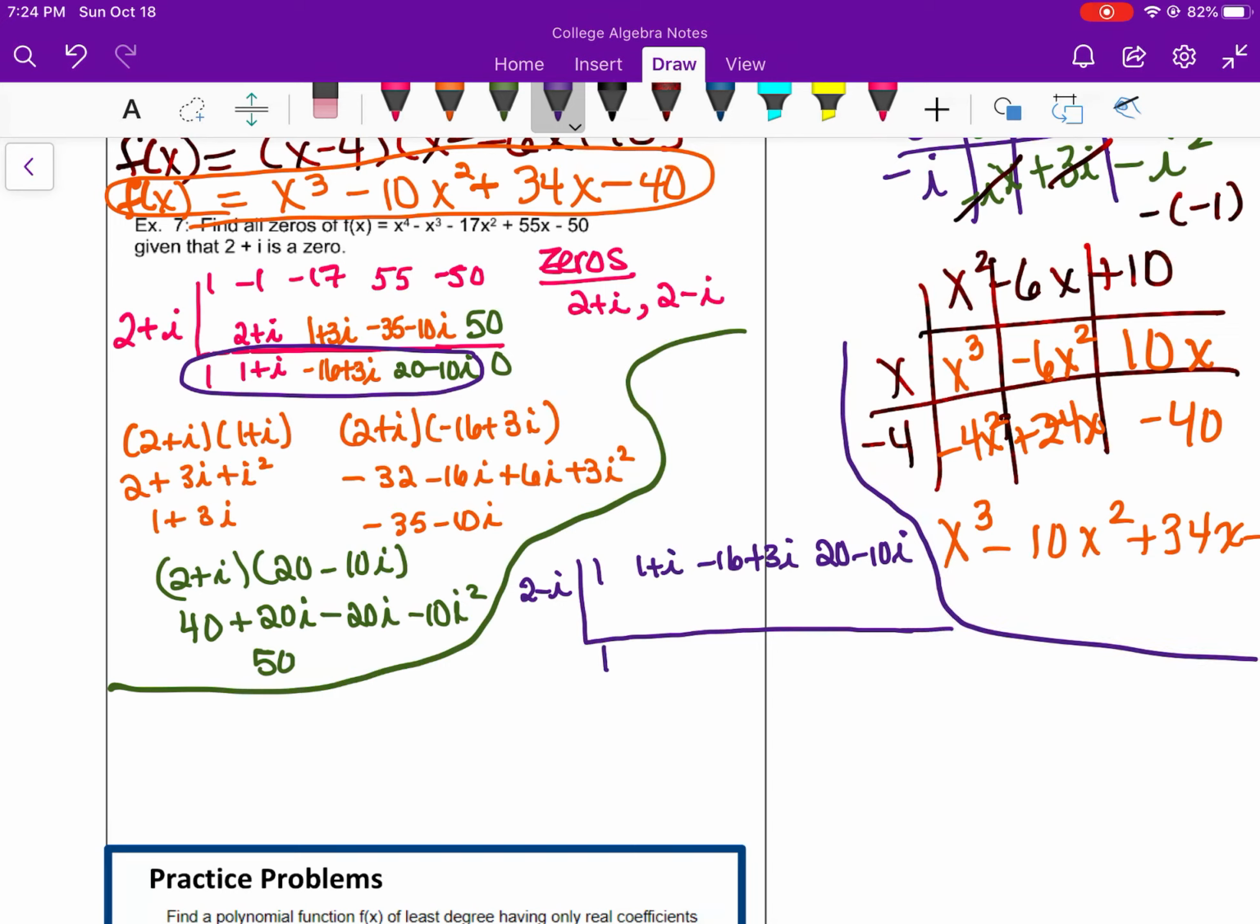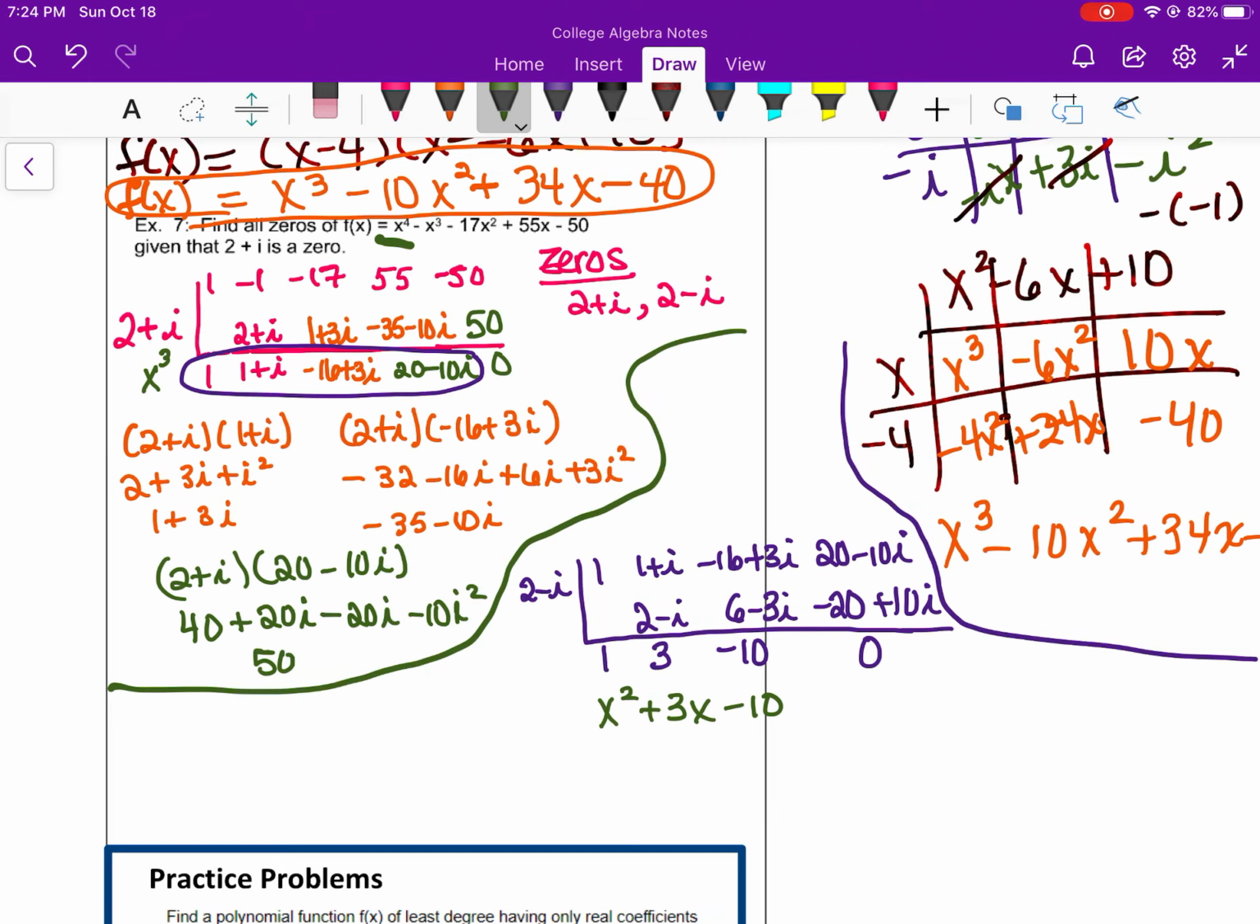So we bring down the 1. 2 minus i, that gives us 3. And then that will be 6 minus 3i, which gives us negative 10. And that will give us negative 20 plus 10i, which is 0. And so this line here, it was an x to the fourth polynomial, so this would have brought it down to x to the third. So this is going to be x squared plus 3x minus 10.